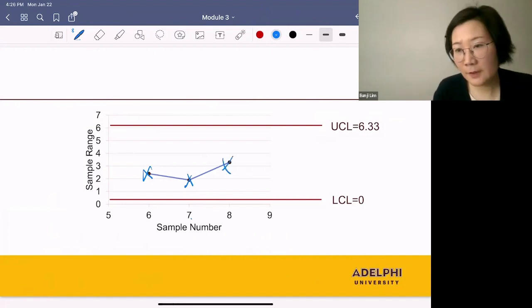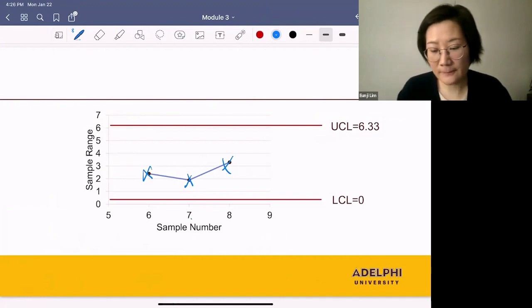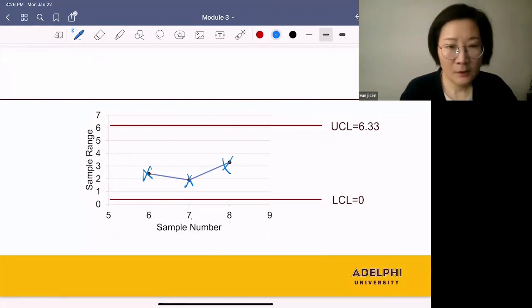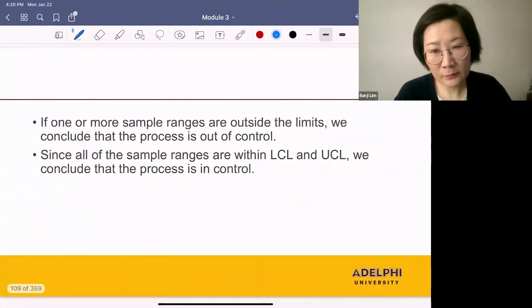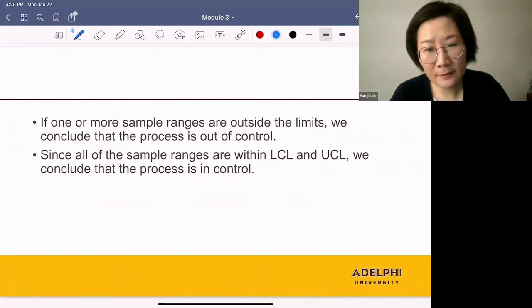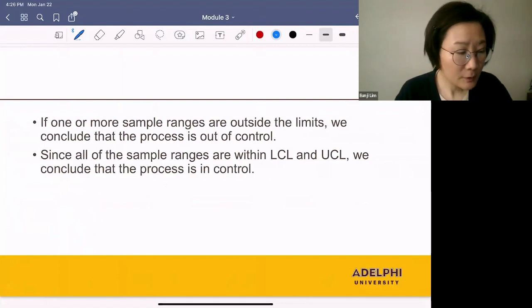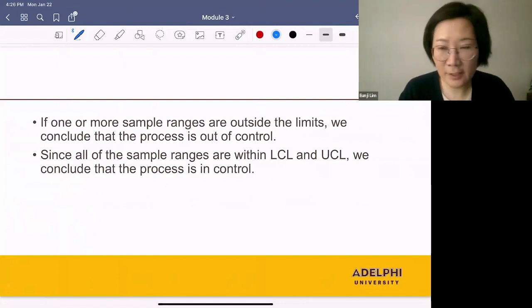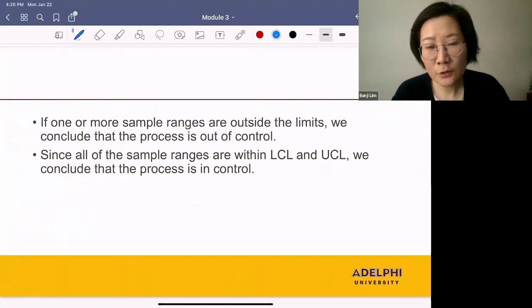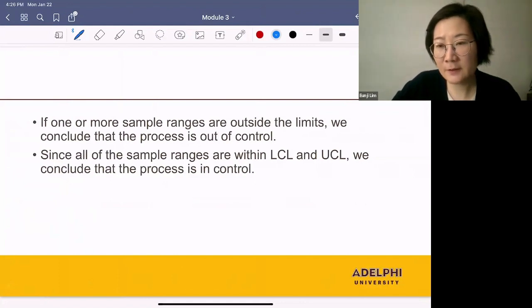Based on this, how can we make a conclusion? If one or more sample ranges are outside the limits, we conclude that the process is out of control. But we had all the sample ranges within the limits, so we conclude the process is in control.